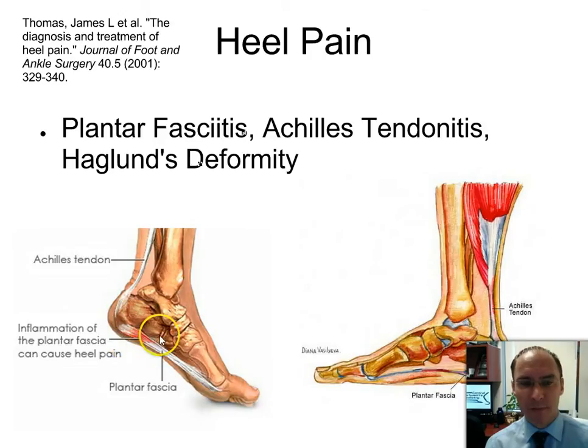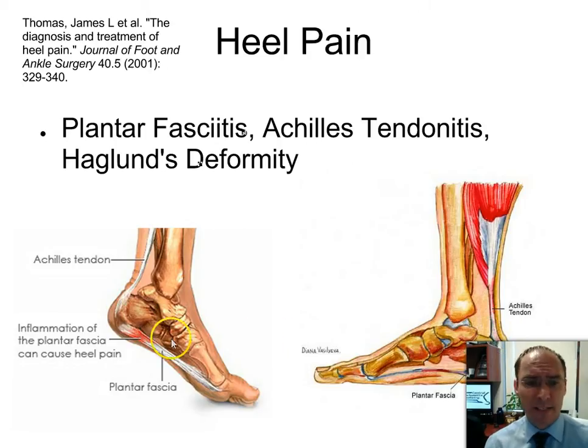which is right here where the plantar fascia inserts into the heel; Achilles tendonitis, which tends to be on the back of the heel, right around here on this tendinous area; and then where it inserts into the heel bone, that's where you get the Haglund's deformity, right here. That's where that bump is on the back. And you really have to distinguish between the three of them.